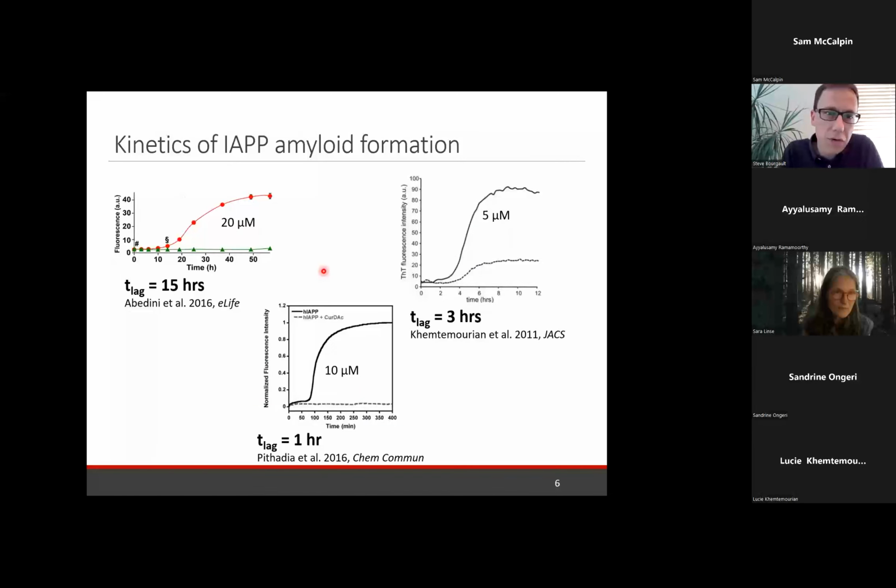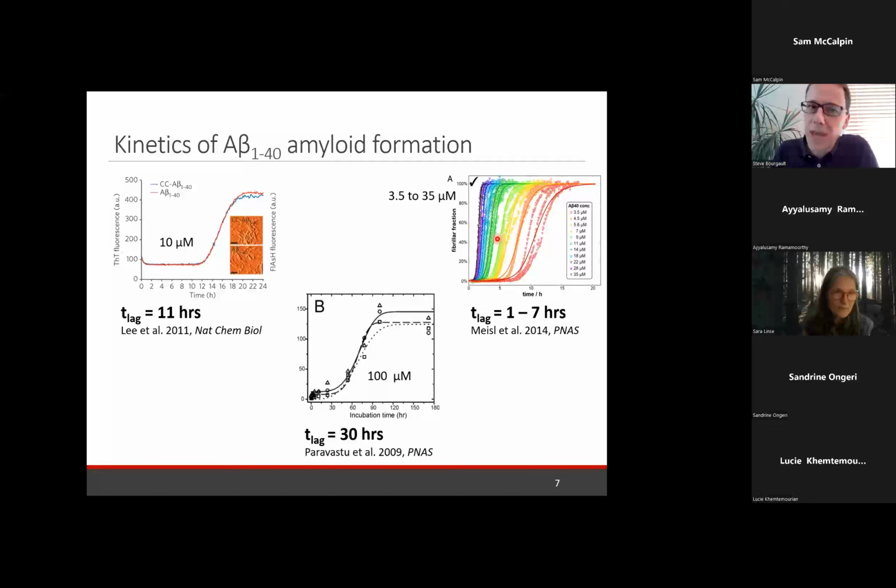If you look in the literature just for the islet amyloid polypeptide, you have all kinds of lag times, from 1 hour to 3 hours in a similar range of concentration. And if you look at A-beta 1-40, you have a T-lag of 30 hours, or a T-lag of 1 hour or 11 hours. So there is really a high heterogeneity and an apparent irreproducibility in ThT-based assays.